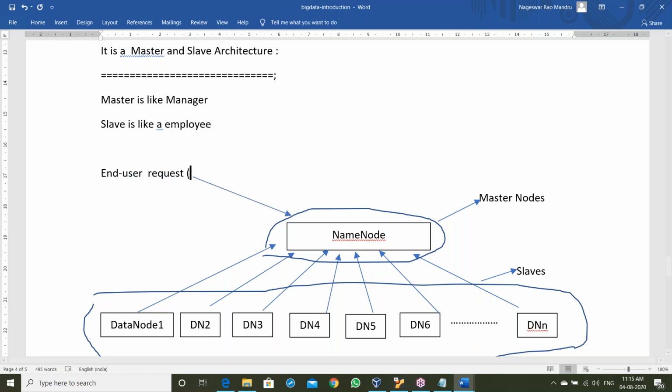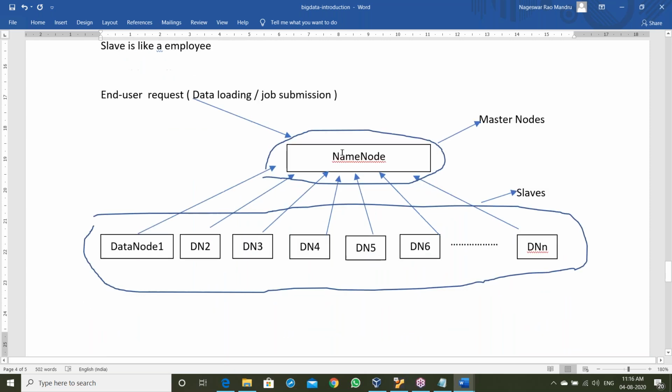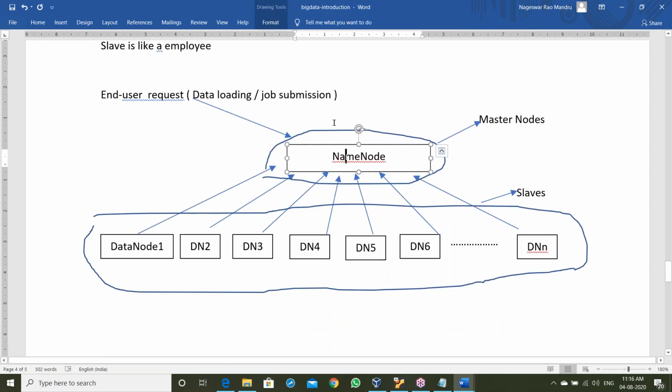That request could be data loading or job submission. Only two things in Hadoop here: either data loading or job submission. So the end user request, data loading or job submission, simply goes to the name node. Okay, so that is the first step.